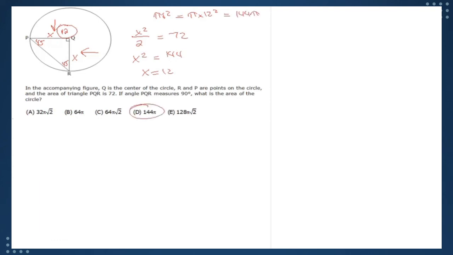So this was a little different change up from what we were doing earlier. I think this is another great question that shows triangles and circles. And I hope everyone got a lot out of what we did today.